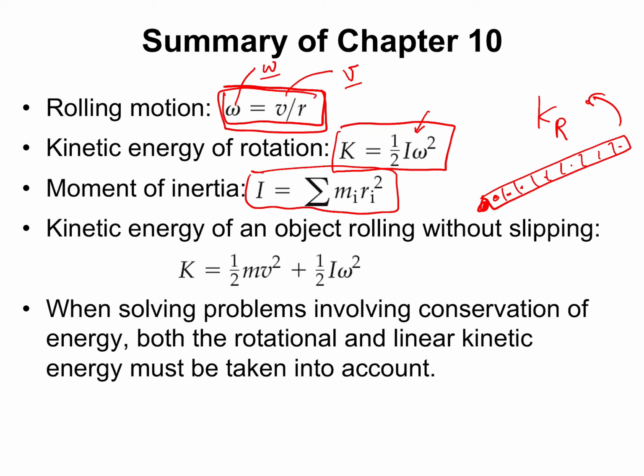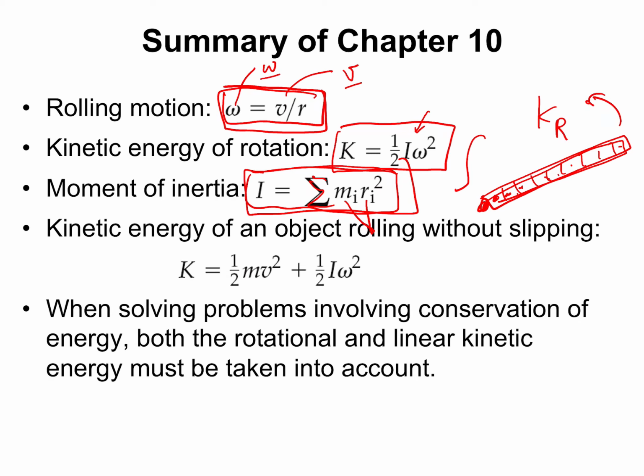So if those are discrete particles, you do the summation. If those are extended objects, you will do the integral. Anyway, this is the equation to calculate moment of inertia. Moment of inertia is not only about the mass, it's about the mass and the distribution of the mass around that rotational axis.